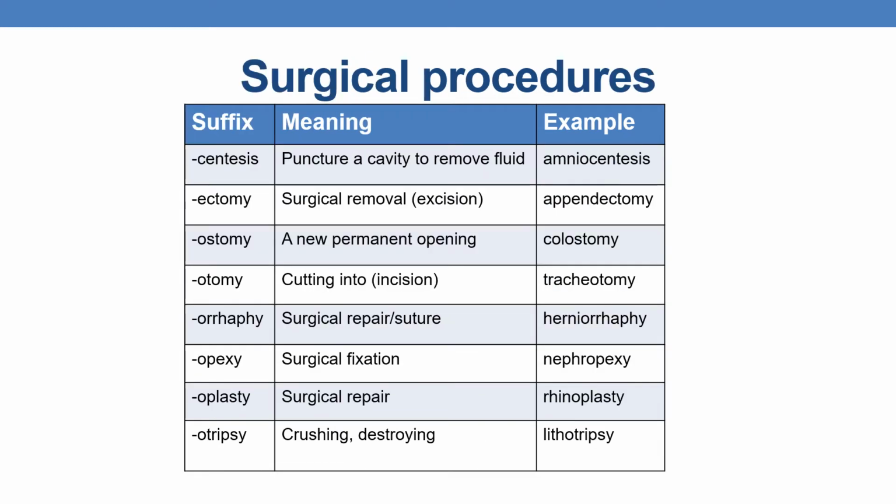Now coming to the surgical procedures, the first term is centesis, meaning puncture a cavity to remove fluid. Example is amniocentesis. The next term is ectomy, which means surgical removal or excision. Example is appendectomy, which means surgical removal of the appendix.